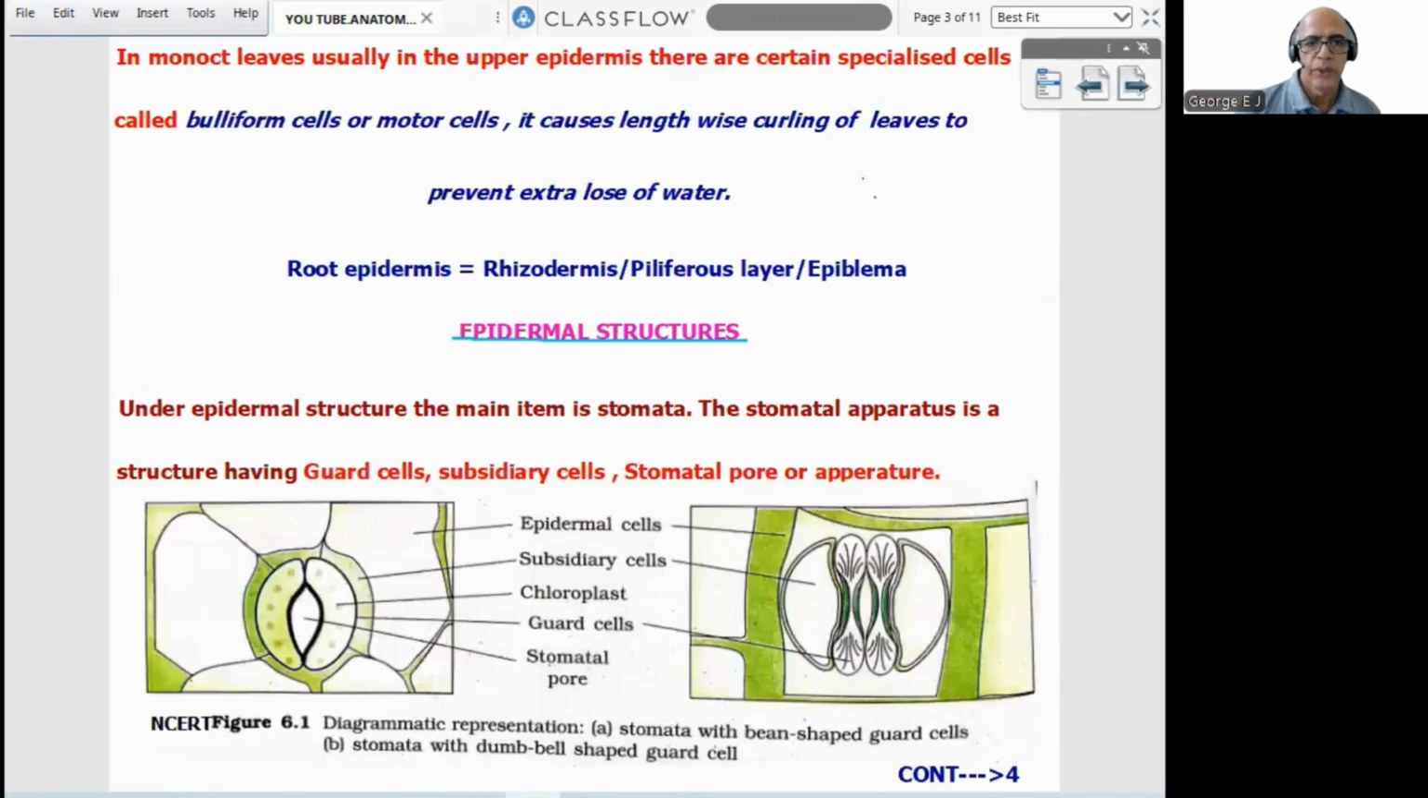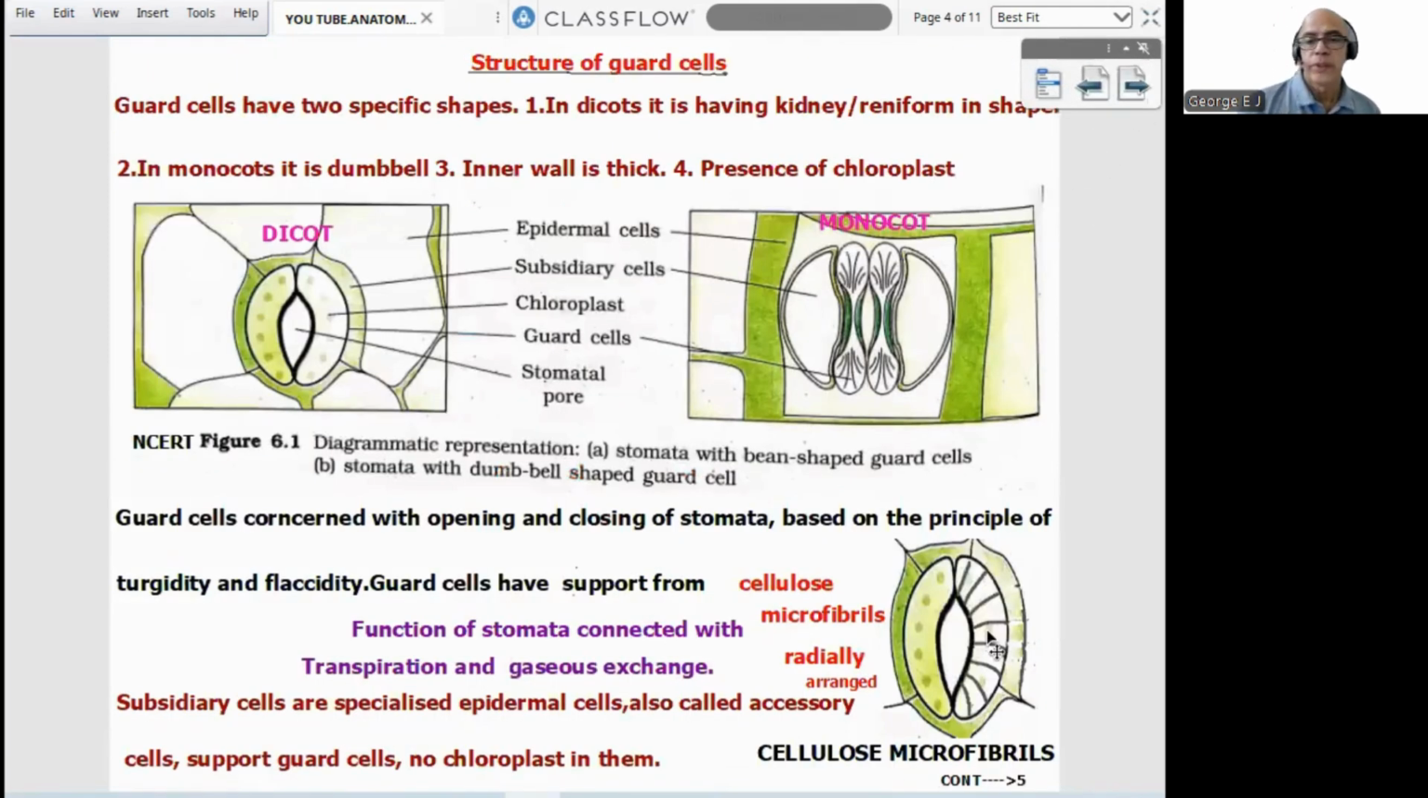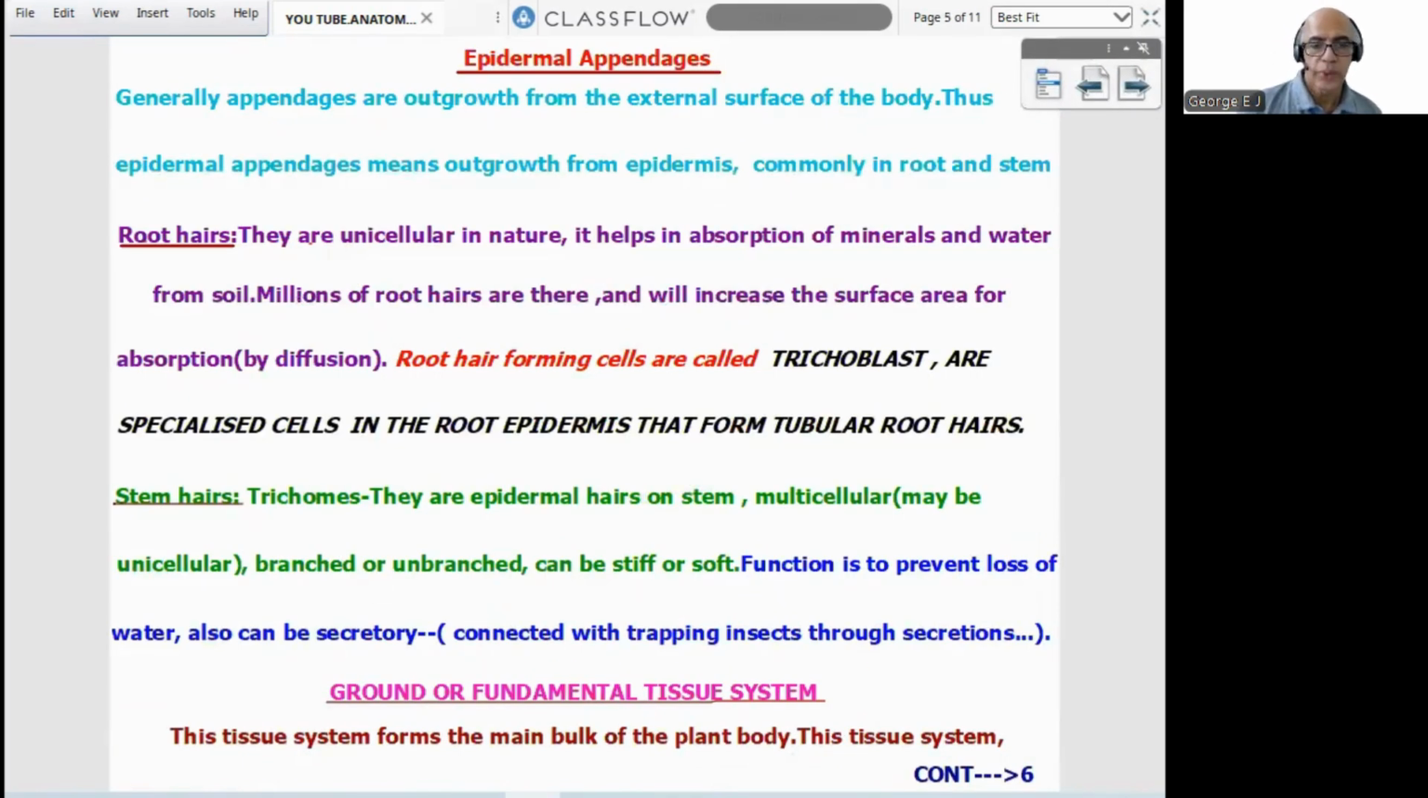Now comes the monocot leaf. In monocot leaves, usually the upper epidermis has certain specialized cells called bulliform cells or motor cells, causing lengthwise curling to prevent water loss. Then root epidermis, rhizodermis, piliferous layer, epiblema. Then epidermal structure, of which the main item is stomata, the stomatal apparatus, the structure of dicot stomata and monocot stomata. Then the labeling diagram, opening and closing, guard cells. Then to give strength, cellulose microfibrils are radially arranged. Then epidermal appendages, under which we have root hairs and stem hairs. Root hair forming cells are called trichoblasts. Stem hairs are called trichomes.